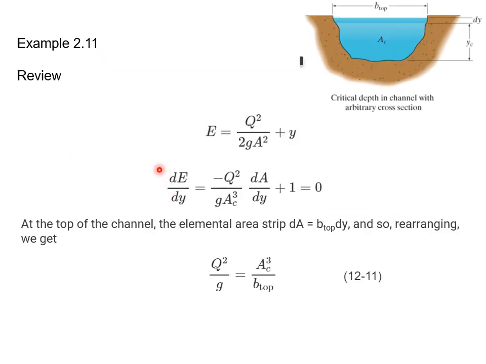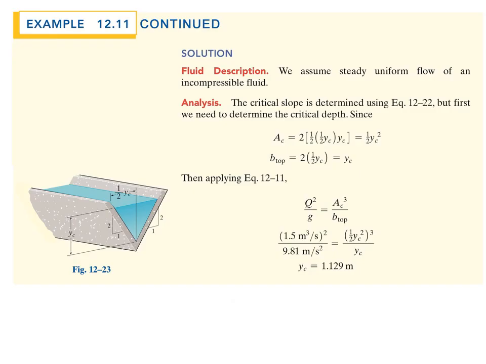First of all, let's review a little bit. Back in, I think, lecture 2, maybe lecture 1, we looked at the energy equation. The energy is kinetic plus the potential. If you take the derivative of E with respect to y and set this equal to 0, what you find is that there's a relationship between Q and the critical area: Q squared over g is equal to A_C cubed over B top, in which B top is the length of the top surface here. So that equation, 12.11, we're going to use in this example.